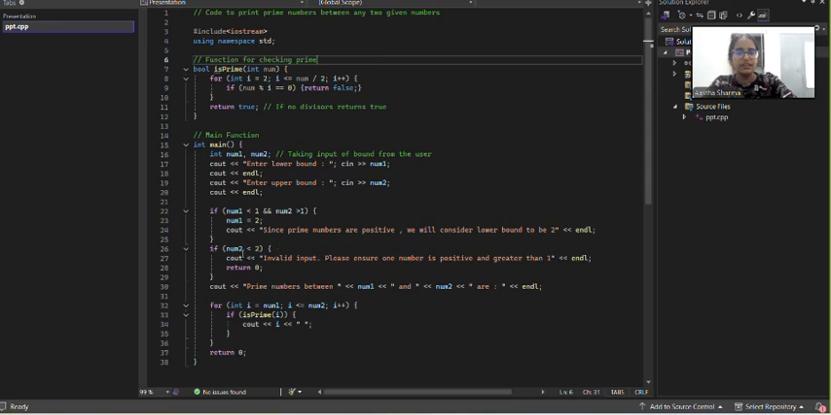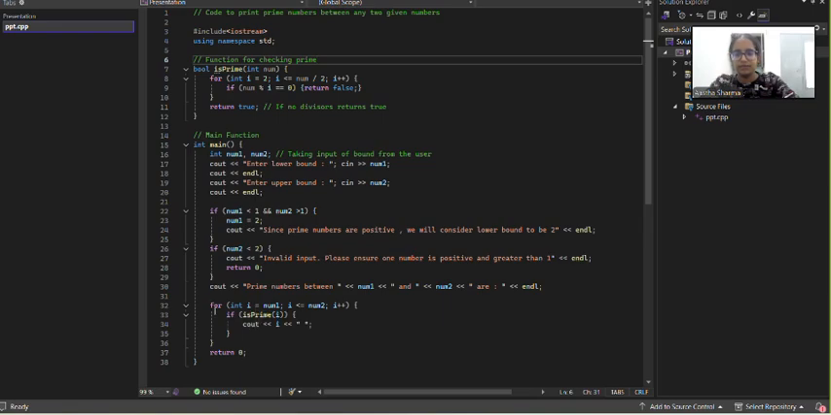And if num2 is less than 2, meaning num1 is less than 1 and num2 is also less than 2, this means that there are no prime numbers in the range, because num1 is negative and num2 is also less than 2, and 2 is the smallest prime number, so we don't have any prime numbers in the range defined by the user. So here I will simply print invalid input. Please ensure one number is positive and greater than 1.